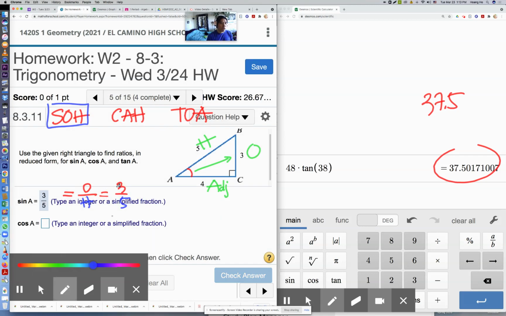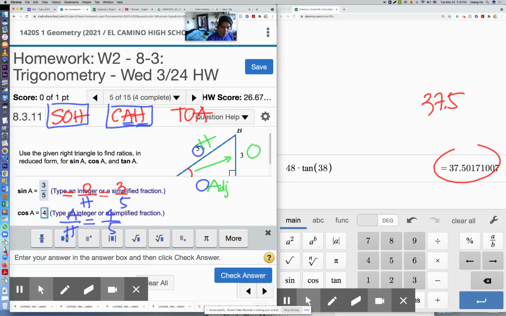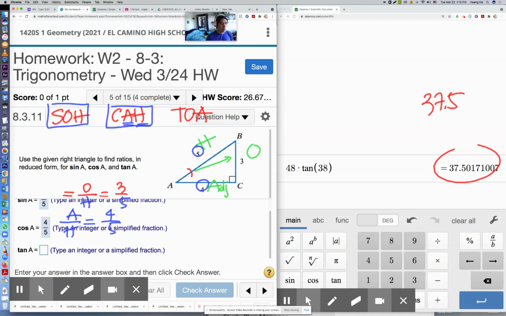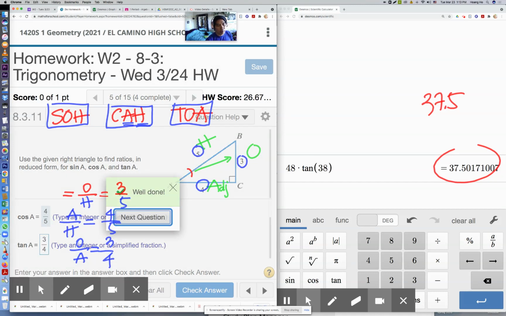Okay. Now cosine. Let's sing the song correctly. Cosine, adjacent over hypotenuse. Adjacent, that's number 4. Hypotenuse is 5. So 4 over 5 right there. Done. Now tangent. Let's sing the song again. TOA. Opposite over adjacent. Opposite right here, that's a 3. Adjacent, that's a 4. So 3 over 4. So I put right here 3 over 4, and then I'm done.